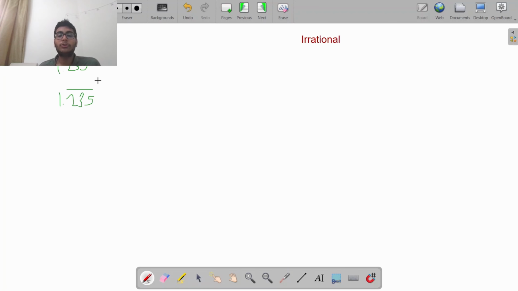Now, 1.235 is just a normal number, right? But when we go to 1.235 bar, what does that bar represent? Well, it is equal to 1.235, 235, 235, and it goes on. Huh. Same repeating decimal positions, but just repeating onwards. Same numerical value repeating onwards, like 235, 235, 235, and it never stops. These are known as repeating rational numbers.